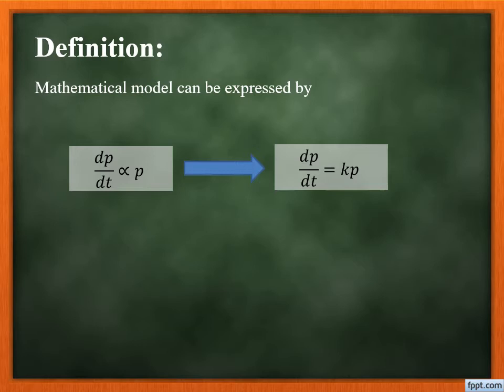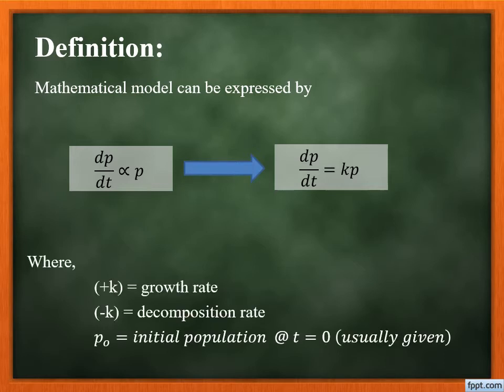we can say that the derivative of the population with respect to time is equal to the growth or decomposition rate times the population. So the positive k will represent your growth rate, but if it is negative, it will represent your decomposition rate. P sub 0, the initial population at time 0, is usually given in the problem.